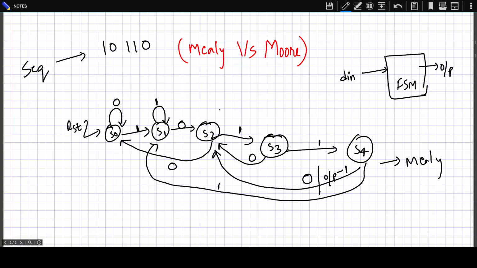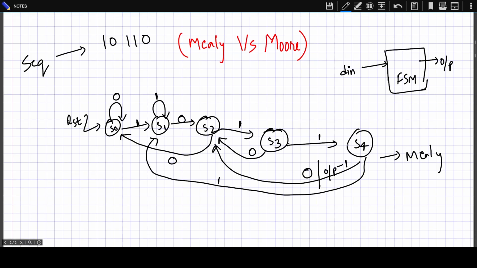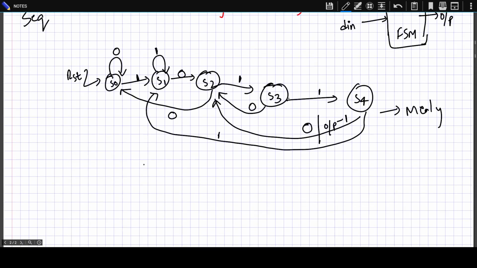In the previous video we learned how to build an FSM to detect the sequence 10110 in a Mealy fashion. Now here we will see how to implement the same functionality using a Moore machine. Let's start by elaborating more on what Mealy and Moore mean.